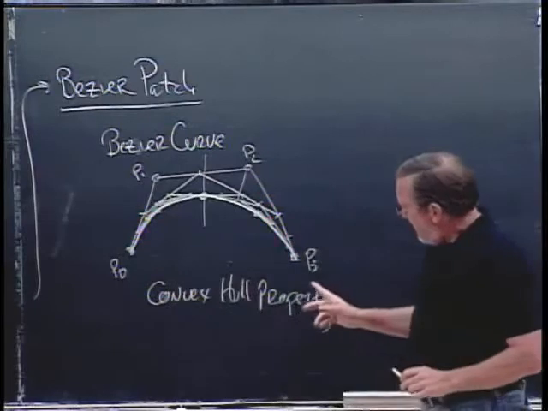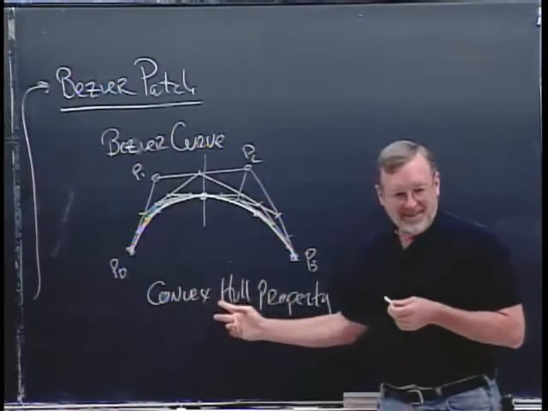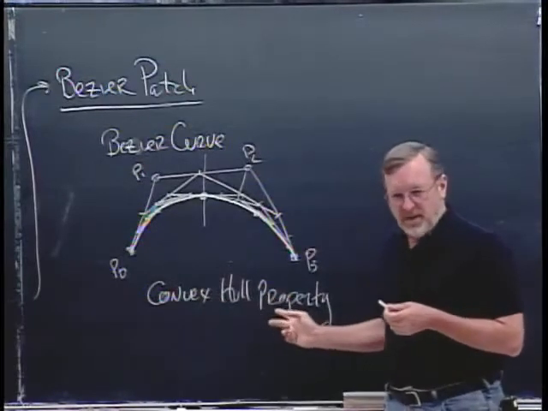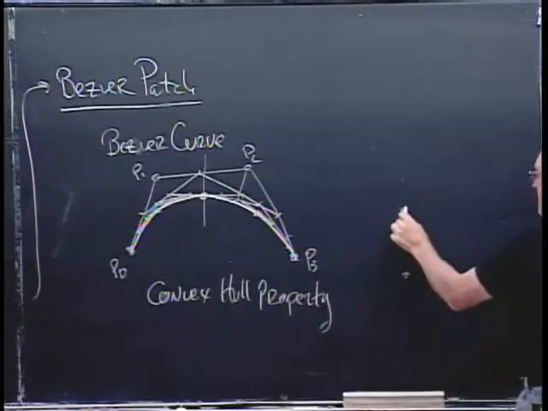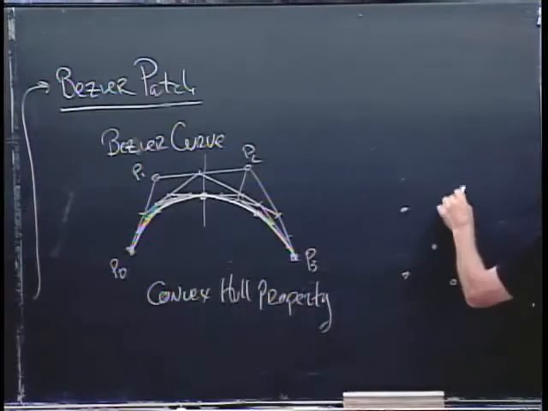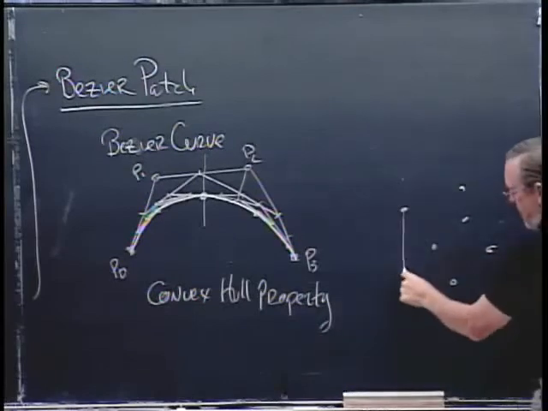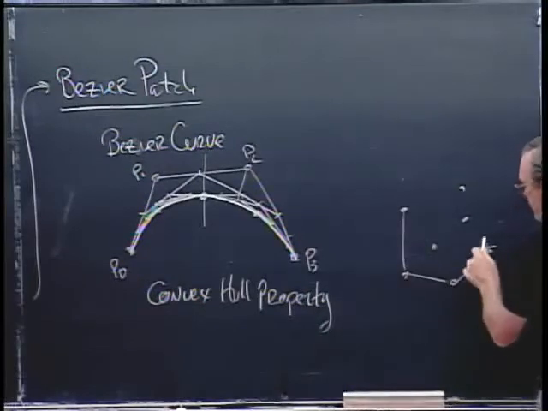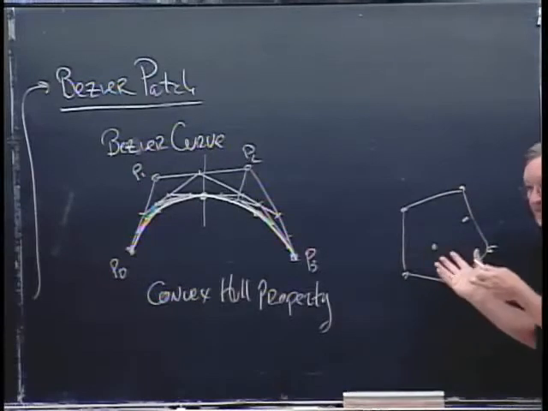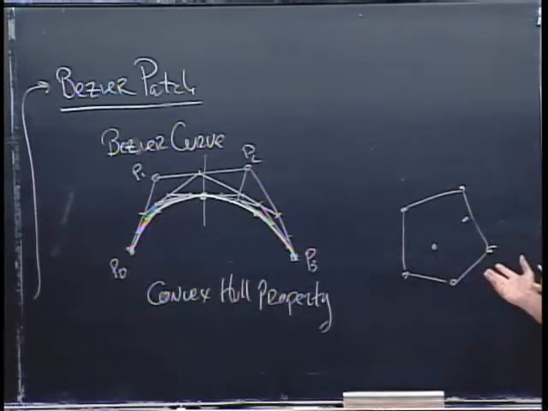And that says that if I take the convex hull of some points, if I take a bunch of points here, the convex hull of these points is the smallest convex set that contains them all. Okay? It's the smallest convex set that contains them all.